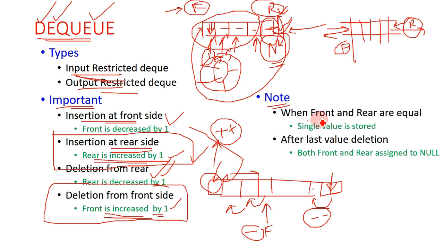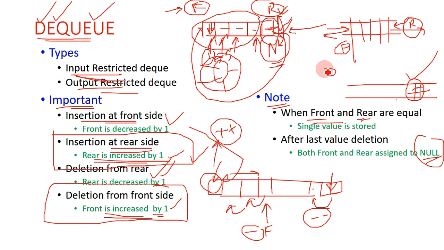Now, when the front and rear are equal, it means that there is only a single value in the dequeue or in the queue. So when you delete that value, both the rear and front go to null. That means you have to assign the null value, or the 0 value, when you delete the last element, which shows that now there is no element in the dequeue.